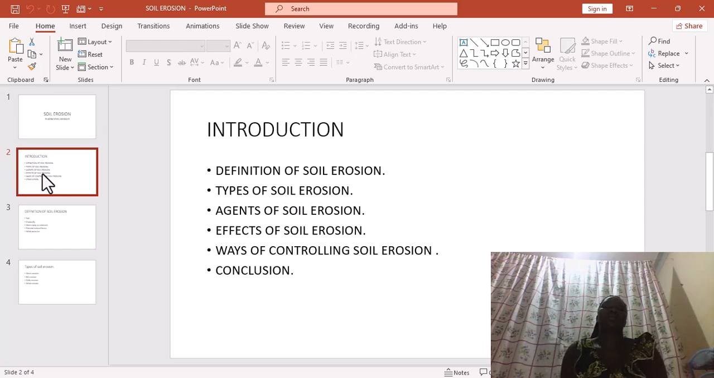Then we say in the introduction you'll be briefly outlining the major topics that you're going to talk about, the major subtopics. So under soil erosion, I will be taking you through the definition of soil erosion, that will be in my third slide. Then the types of soil erosion, agents of soil erosion, effects of soil erosion, and ways of controlling soil erosion. After that, then I'll conclude with this topic. So let us start with the definition.